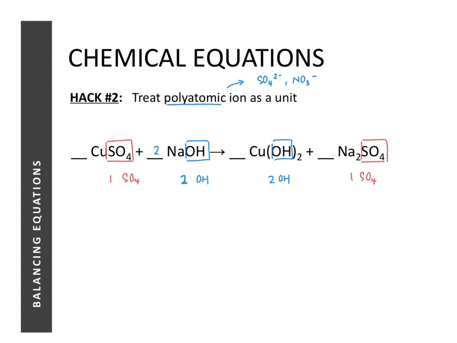Alright, once you are done, let's try to balance my copper and my sodium. If you inspect the number of copper and sodium atoms on the left and on the right, you would find that they are already balanced. There's one copper on the left and on the right, and there are two sodiums on the left and on the right. So now this equation is balanced.